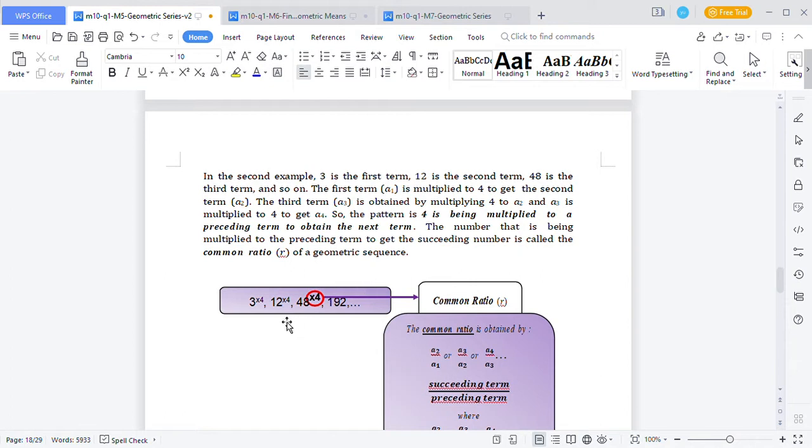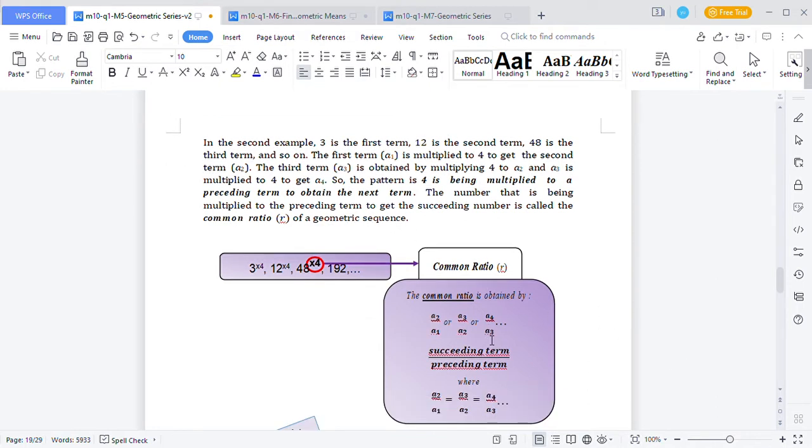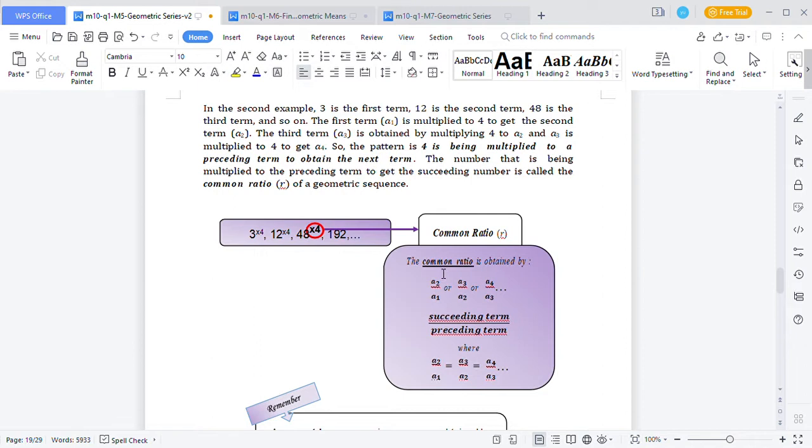Now, the second one is 3, 12, 48, and 192. So how did we get 12 there? Of course, we get 12 by multiplying 3 by 4. So you have 3 times 4, 12 times 4, 48 times 4, 192. Since we use multiplication, that means we have a common ratio. And we can get the common ratio by dividing the succeeding terms.